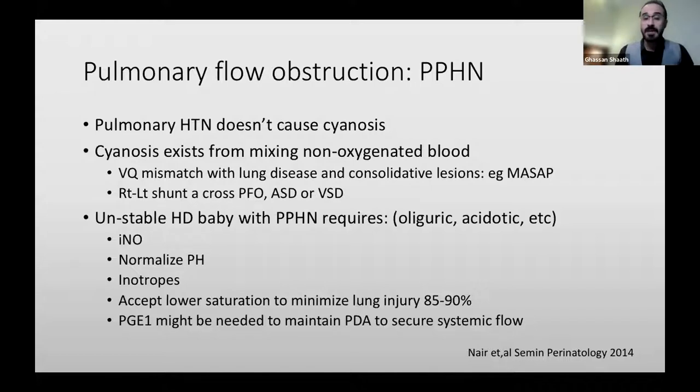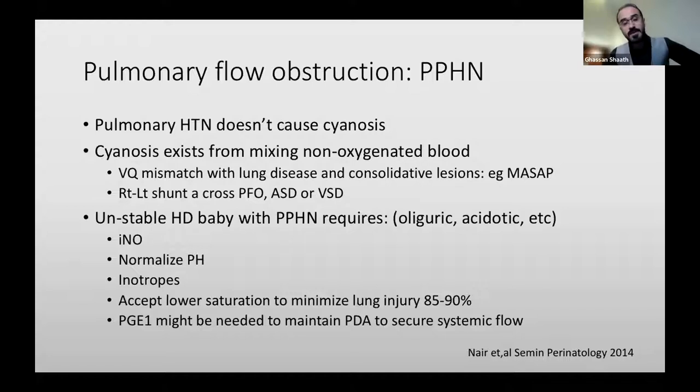An unstable hemodynamic patient with persistent pulmonary hypertension of the newborn, who is oliguric, acidotic, and so on, traditionally is started on nitric oxide. And we always try to normalize their pH. Some of us may start IV sodium bicarb while watching the sodium. Inotropes are very important, but accepting lower saturation to minimize lung injury is probably a wise consideration.